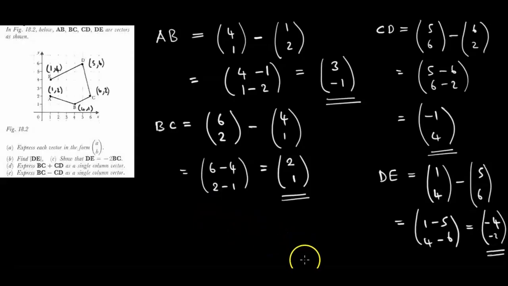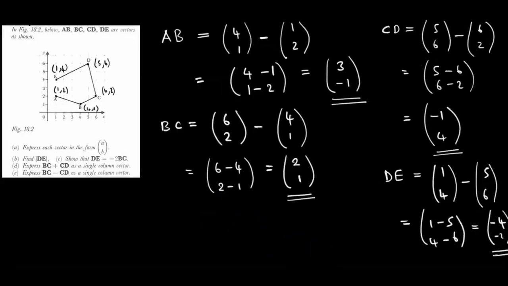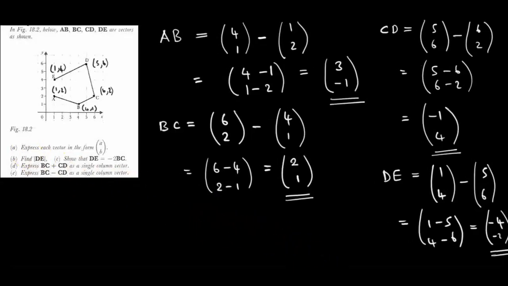So for the sake of our question, let us just write down what AB is, BC is, CD is, DE is. So AB is equal to (3, minus 1). Then BC is equal to (2, 1).